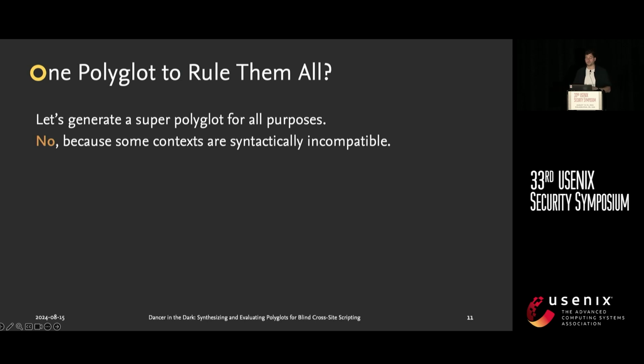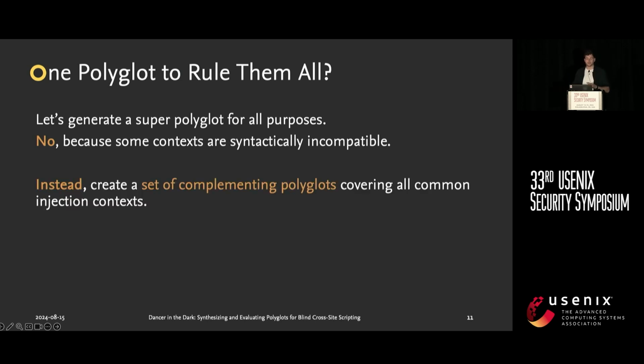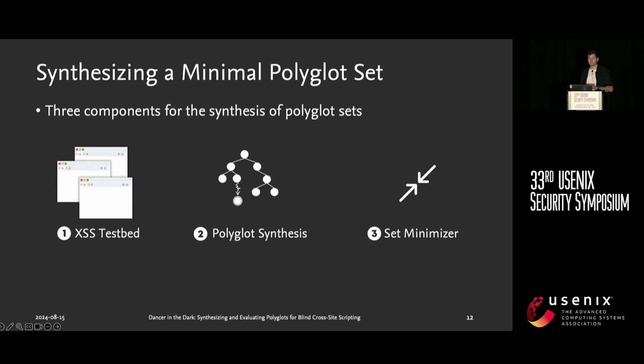Okay, so we end up with a different form of optimization problem, where we focus on creating a set of complementing polyglots that together can solve all the injection contexts. Towards this goal, we have three components. First, we have a cross-site scripting testbed. Yeah, we need a testbed of all the injection contexts we want to cover.